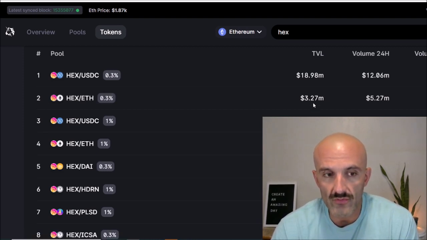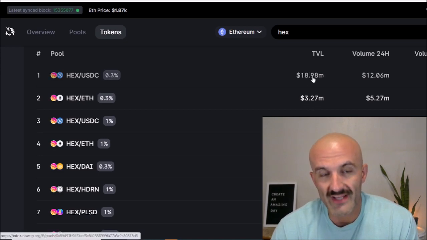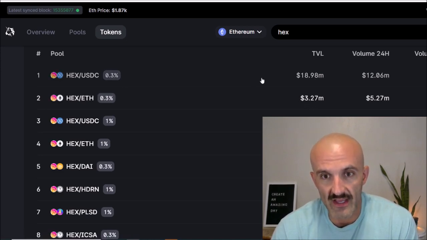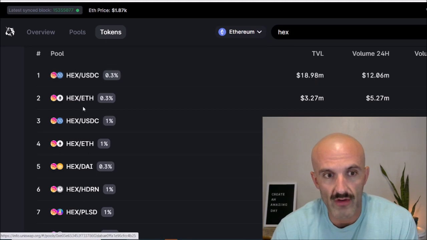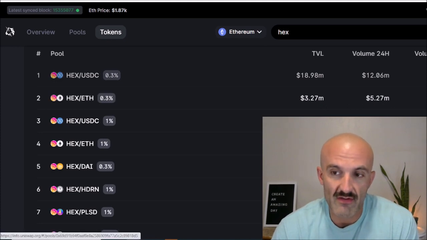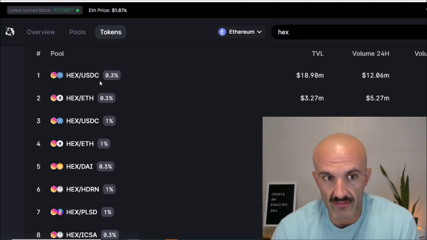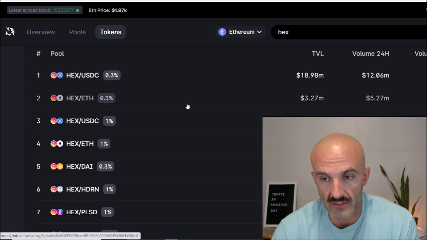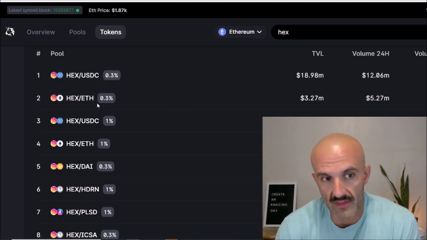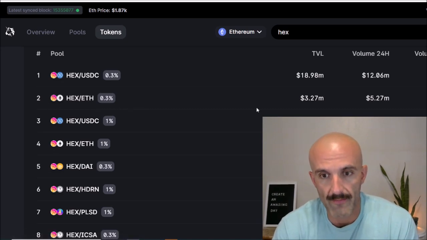TVL is the total value locked, how much assets are in each pool. All right, so you have the US dollar, USDC, and Hex. There's 19 million in that pool. ETH and Hex, there's 3.27 million, and you get to see 75 million turnover in the USDC Hex pool at the 0.3%. 22.5 million turnover, that's just trading back and forth, in the Hex ETH pool, right?